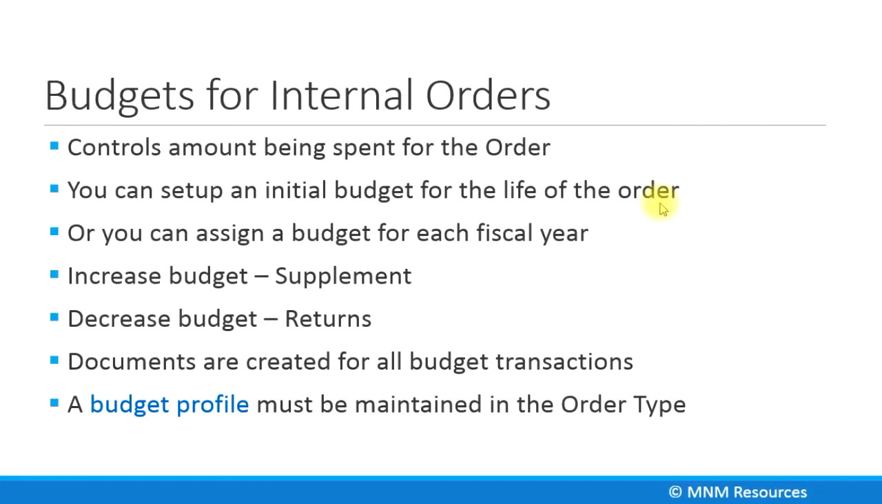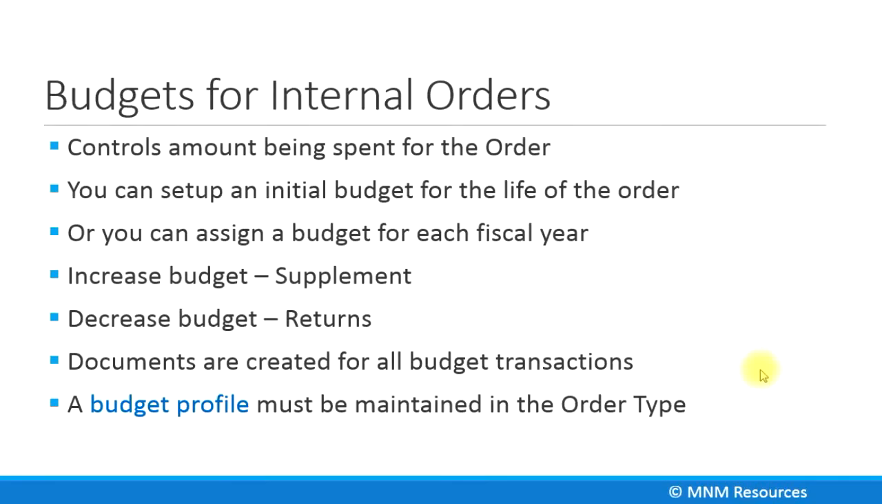So you can break that down by each fiscal year. The $1,000 is the overall budget for the order, but you're restricting it by how much you can spend for each fiscal year also. So you have that option also. Or you can just assign it for the overall life of the order without splitting into fiscal years.